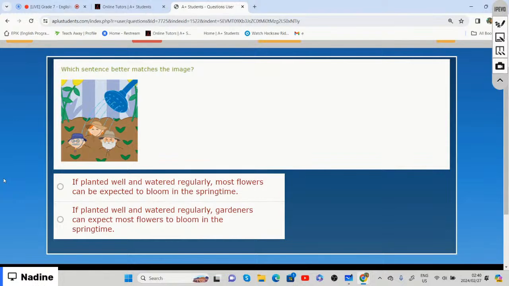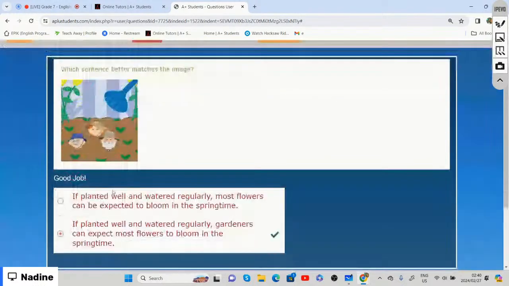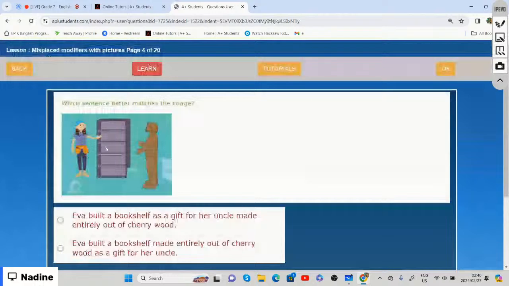All right, then if we choose the sentence that better matches the image, then we can say, "If planted well and watered regularly, gardeners can expect most flowers to bloom in springtime." And there they show those pictures, which indicates the gardeners. Which sentence matches the image, right?